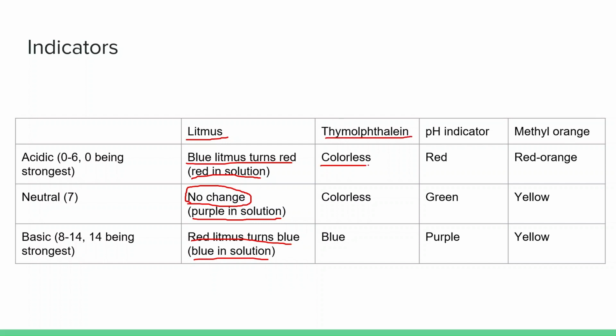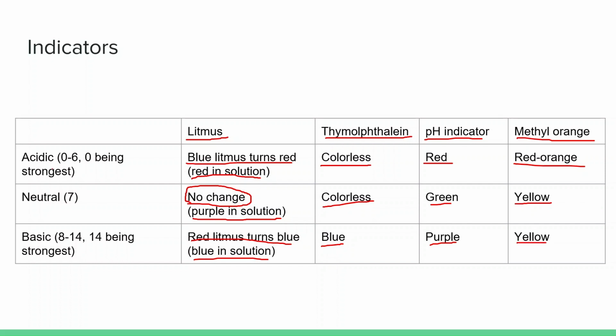Thymol blue will be colorless in acid and in neutral solution, but it will be blue in basic. The universal indicator will be red in acid, green in neutral, and purple in basic. Then methyl orange will be red in acid. The neutral will be yellow orange.